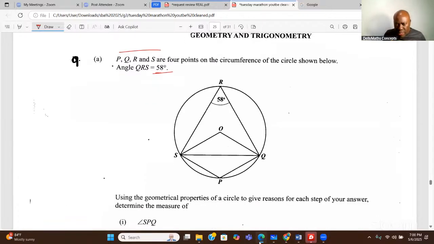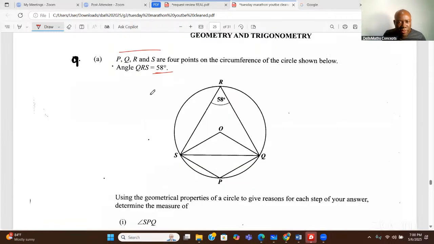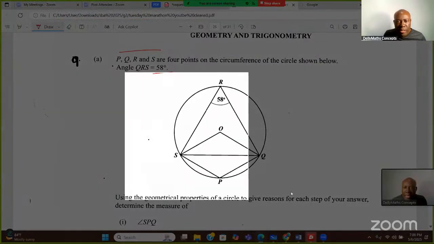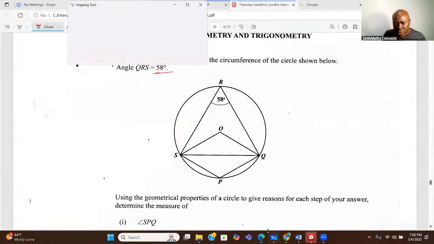I think I would want to put this diagram somewhere else so that we can go back and forth without missing out too much. Give me a second. Let me grab this diagram here. All right, so we are over here.